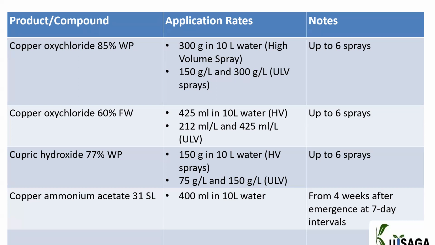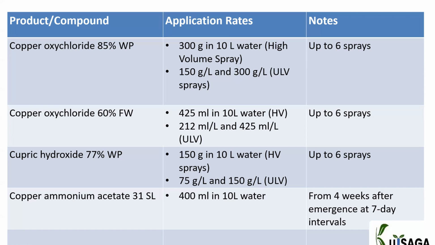And again, it's up to 6 sprays. The 60% formulation for copper oxychloride, for high volume sprays, you apply 425 mils in 10 liters of water. For the low volume, ultra low volume sprays, you apply 212 milliliters per liter and 425 milliliters per liter. And again, it's up to 6 sprays per season. Okay, I'm talking of the seedbed season here.